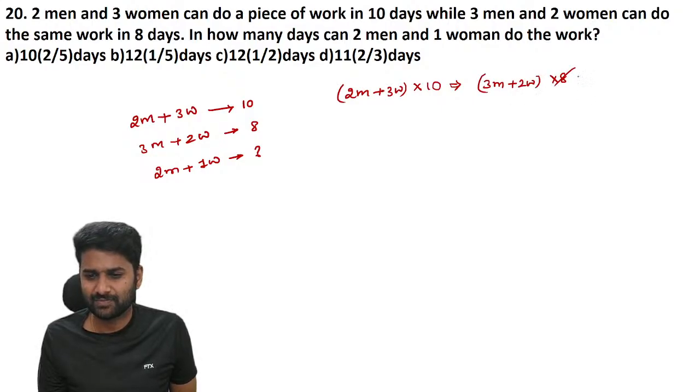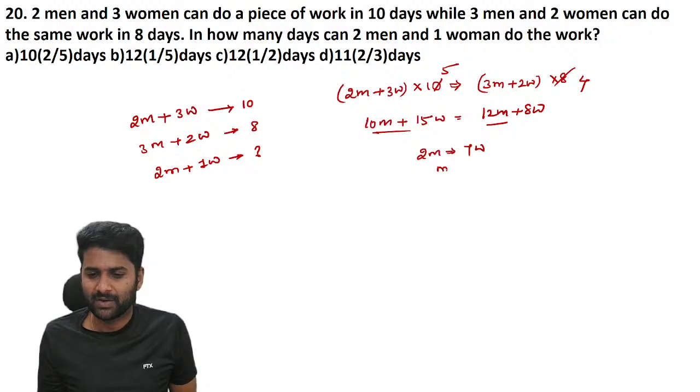So 2 times 4, 2 times 5. So 10m plus 15w is equal to 12m plus 8w. Let's find the difference here. 2m is equal to 7w. Now m by w is equal to 7 by 2.